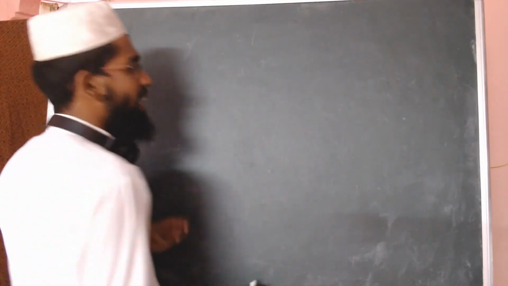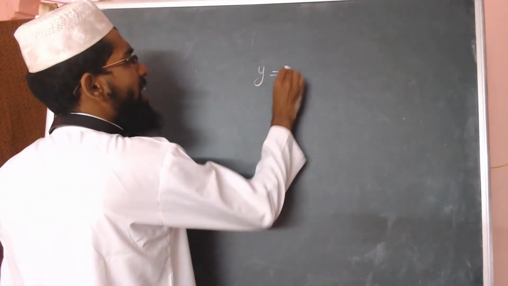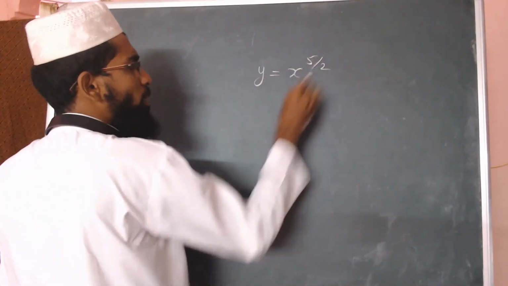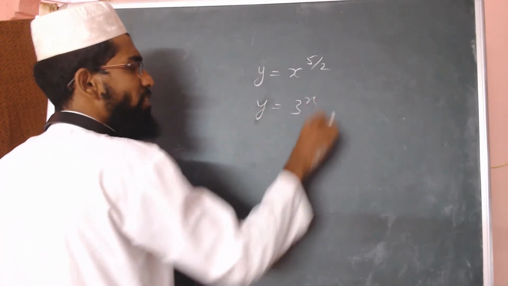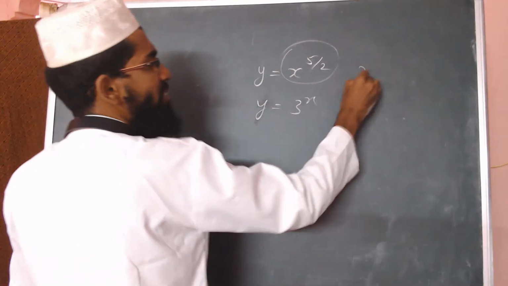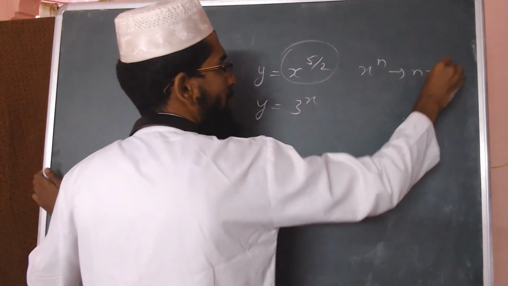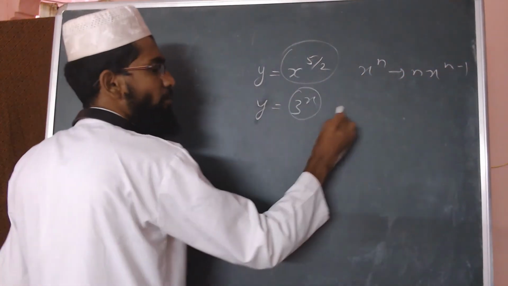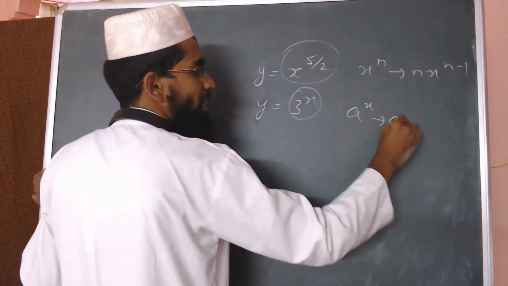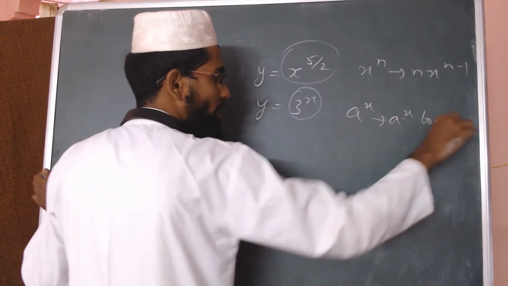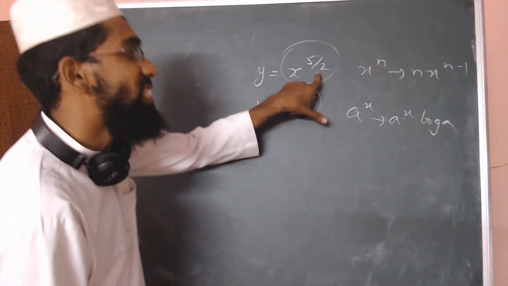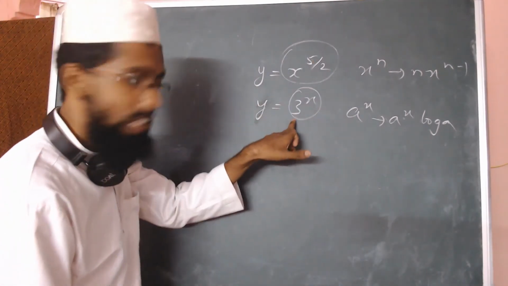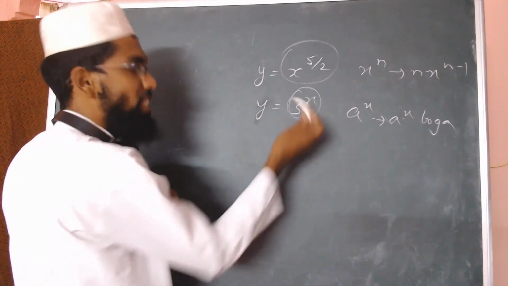And in the other case, if y equal to x power 5 or x power 5 by 2, we can differentiate. If y equal to 3 power x, we have a formula. For x power n, the derivative is n into x power n minus 1. For here also we have a formula: derivative of a power x is a power x into log a. So here the base is variable and the power is a constant number. Here the base is a constant number and the power is variable.